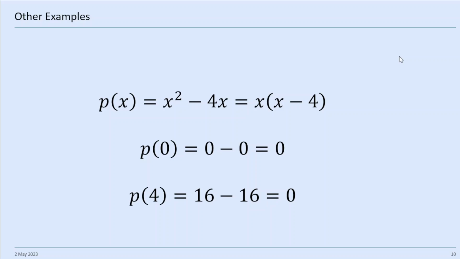Here's another example, which is kind of fascinating. p of x equals x squared minus 4x. Now you can factorize that as x times x minus 4, or x minus 0 times x minus 4. So by the factor theorem, we'd expect to see 0 when we put in x as 0, which just gets 0 minus 0, which is 0. And also we'd expect to see 0 when we put in x as 4. So in this case, you get 16 minus 16, which is also 0. So that's also working.